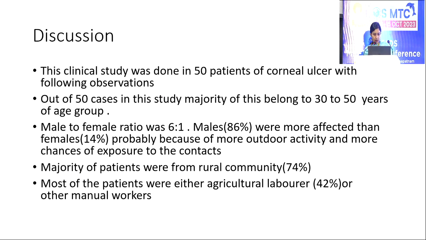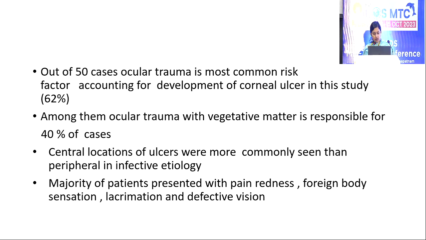Discussion: this clinical study was done in 50 patients with corneal ulcer with the following observations. Out of 50 cases in this study, majority belongs to 30 to 50 years. Male to female ratio is 6:1. Males were more affected than females, probably due to more outdoor activity and more chances of exposure to contacts. Majority are seen in the rural community, either agricultural laborers. Out of 50 cases, ocular trauma is the most common risk factor accounting for development of corneal ulcer. Among them, ocular trauma with vegetative matter is responsible for 40% of cases.